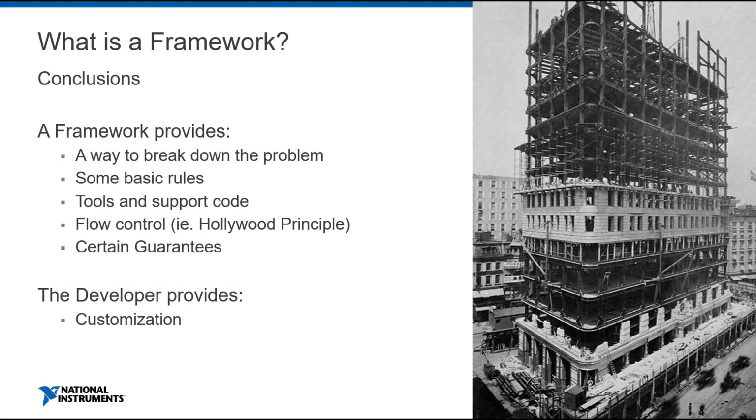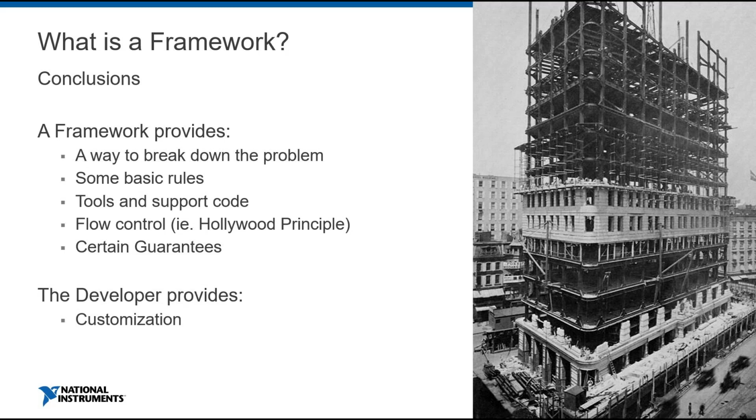All right. So in conclusion, a framework provides a way to break down the problem. So it's kind of a methodology, a way of thinking about the problem. For example, in the Actor Framework, you tend to break things into asynchronous processes and think about how they message each other. It provides some basic rules, some things to do and not do. And again, those rules that tell us how to do things are there for a very good reason, because they let the framework make certain guarantees.